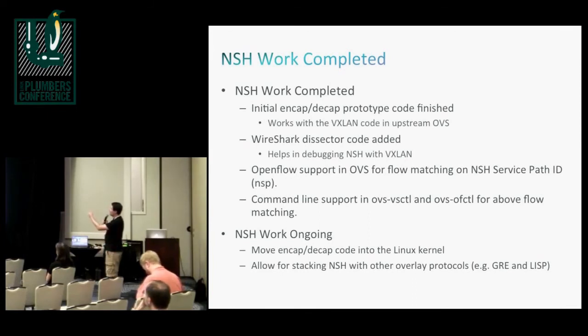So we did finish that. We tied that to the VXLAN code as well. One of the people working on it wrote a Wireshark dissector as well. One of the interesting things that we did, as far as how do you program the NSH fields, how do you let a control plane do it? Well, the way that we did it was we decided that we were going to use the OpenFlow support in OVS for this as well. So we added support for flow matching on the service path ID as well. And then we added support to OVS, ovs-vsctl, and ovs-ofctl for the above flow matching points as well.